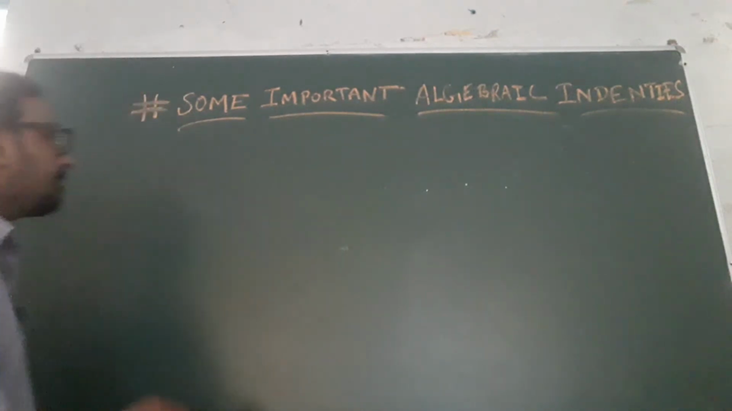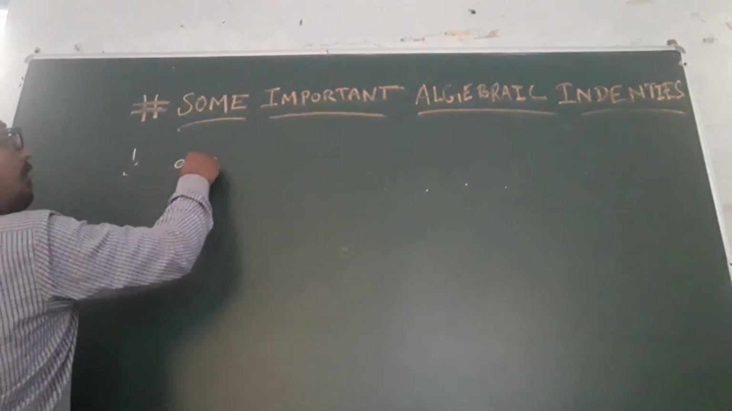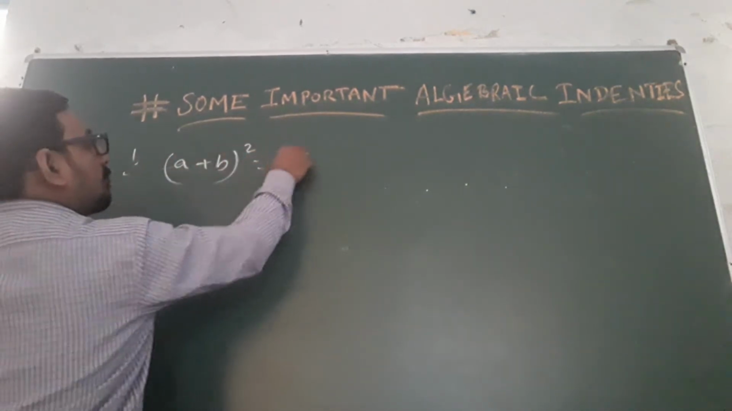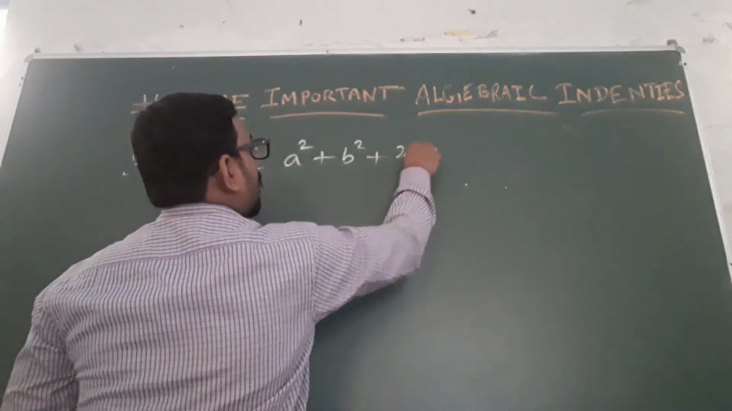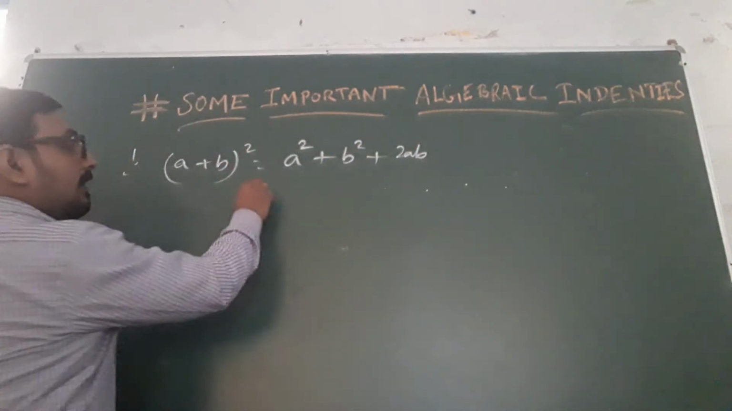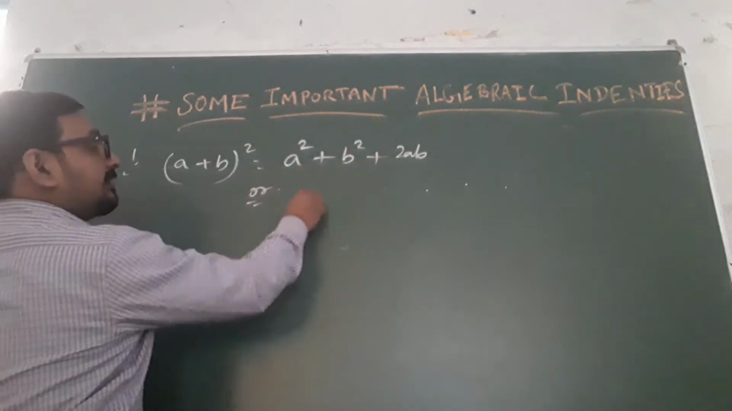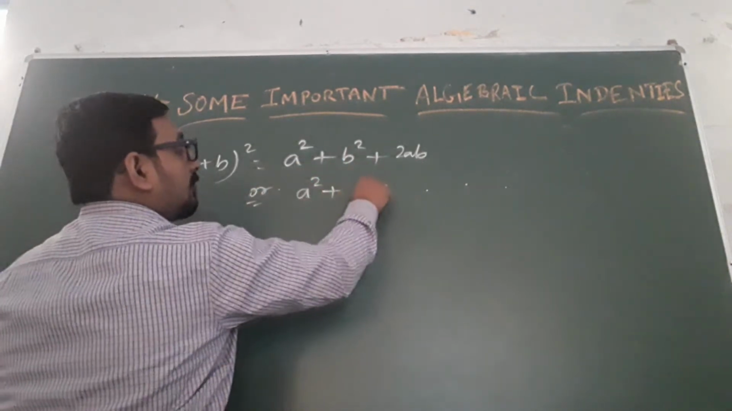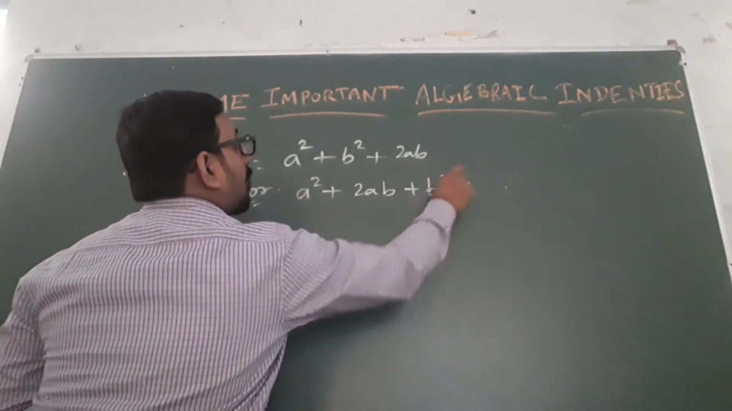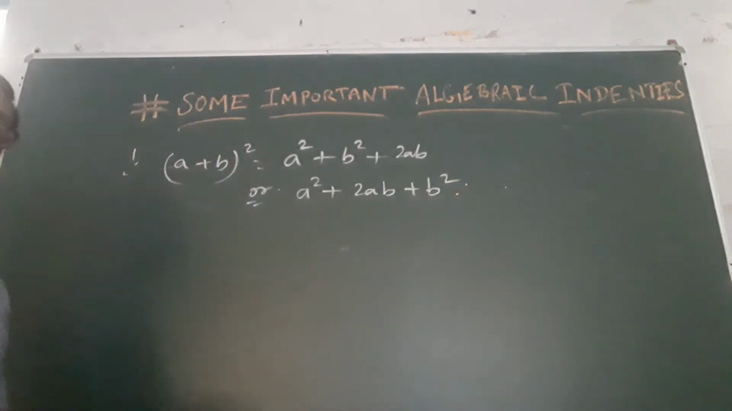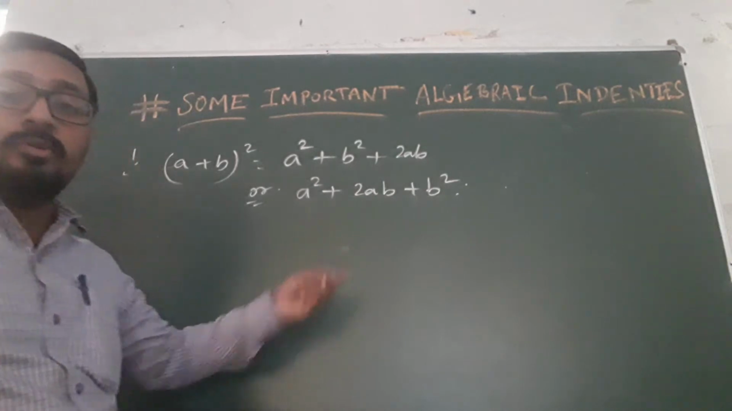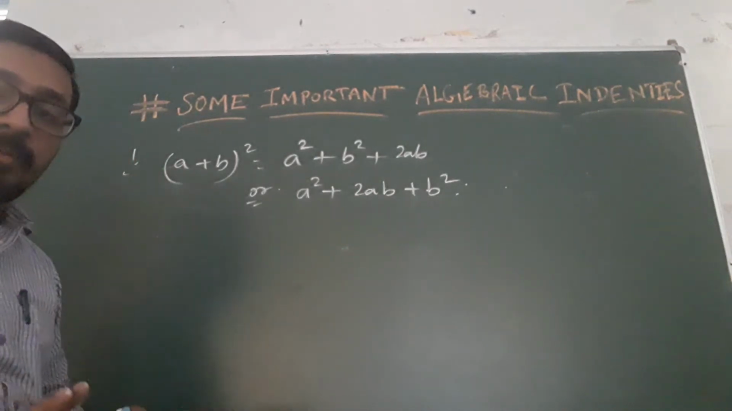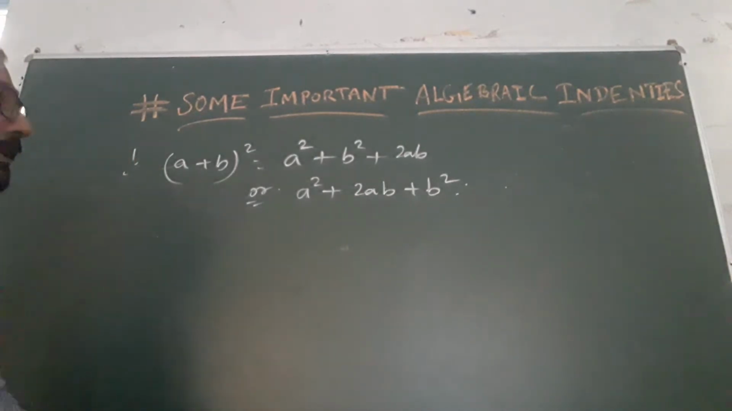First formula says that (a plus b) whole square equals a square plus b square plus 2ab, or as you wish. This is also written as a square plus 2ab plus b square because it is a term of addition. In case of addition, if you replace its place, its value remains the same. There is no change. Clear?